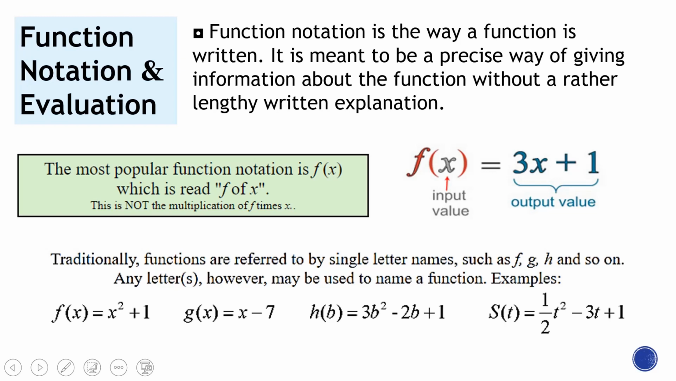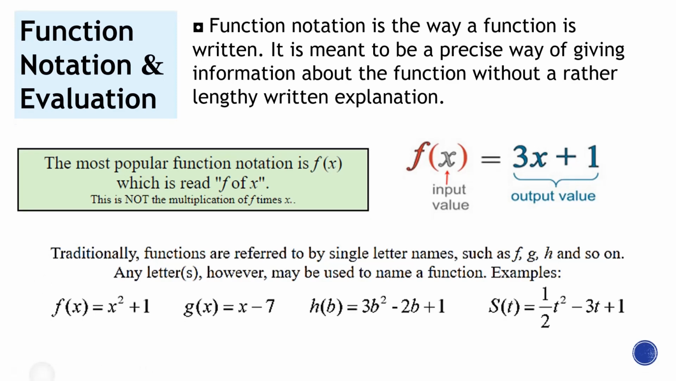Here are examples of function notation. We have f of x equals x squared plus 1, g of x equals x minus 7, h of b equals 3b squared minus 2b plus 1, etc., etc. Okay, let's go straight to the examples.